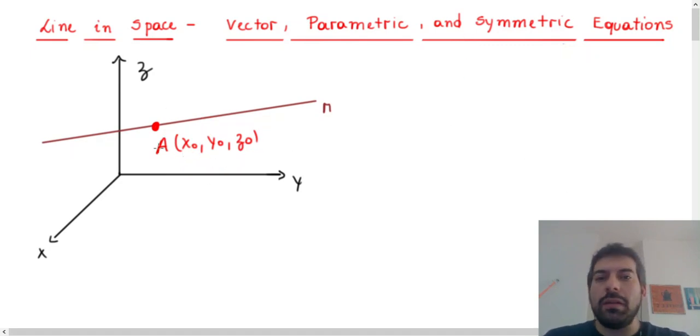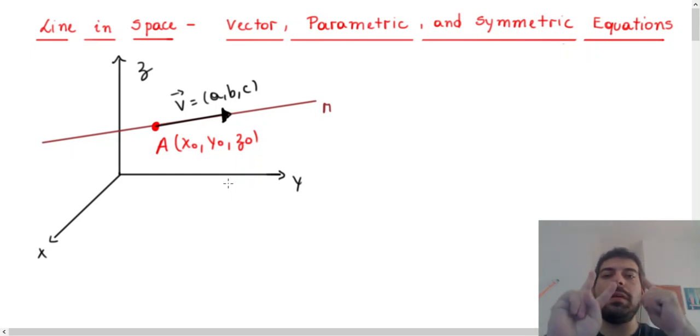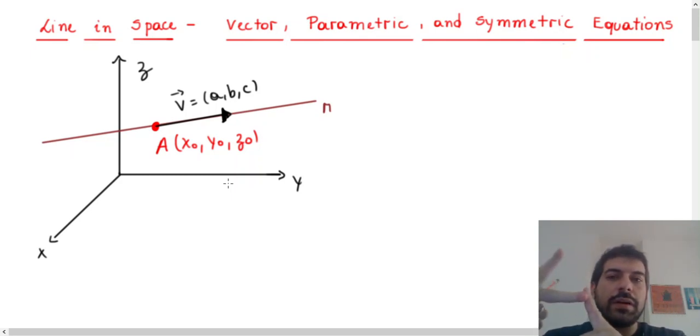And the second piece of information I need is the coordinates of a vector that has the same direction as the line, okay? So let's suppose you also know the coordinates of a vector v that I will call a, b, and c. And I know that this vector has the same direction as the line. If you know those two pieces of information, a point that is on the line and a vector with the same direction as the line, you can write all the equations that we consider in this video, okay?